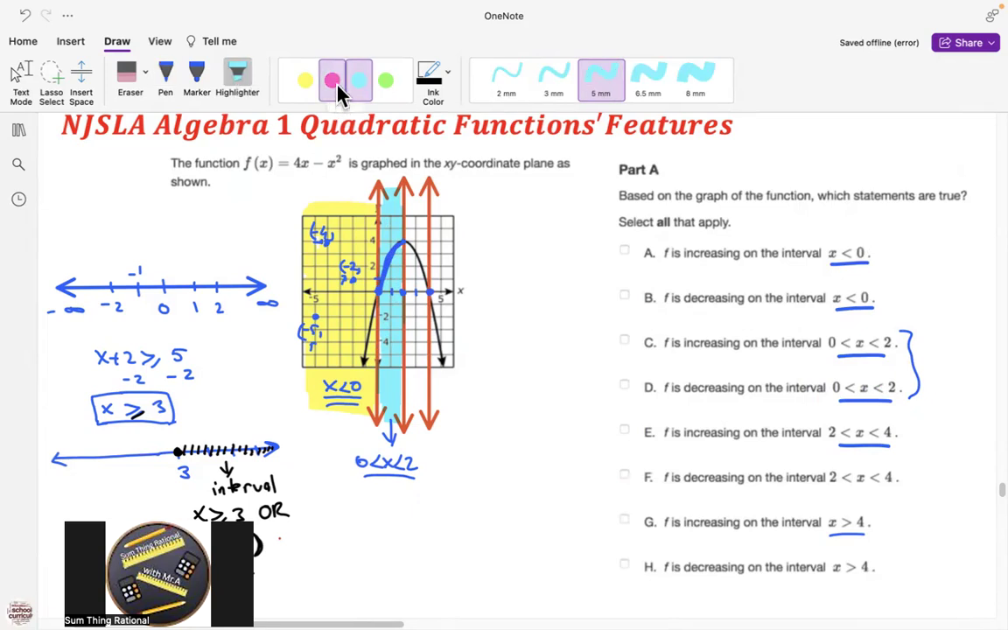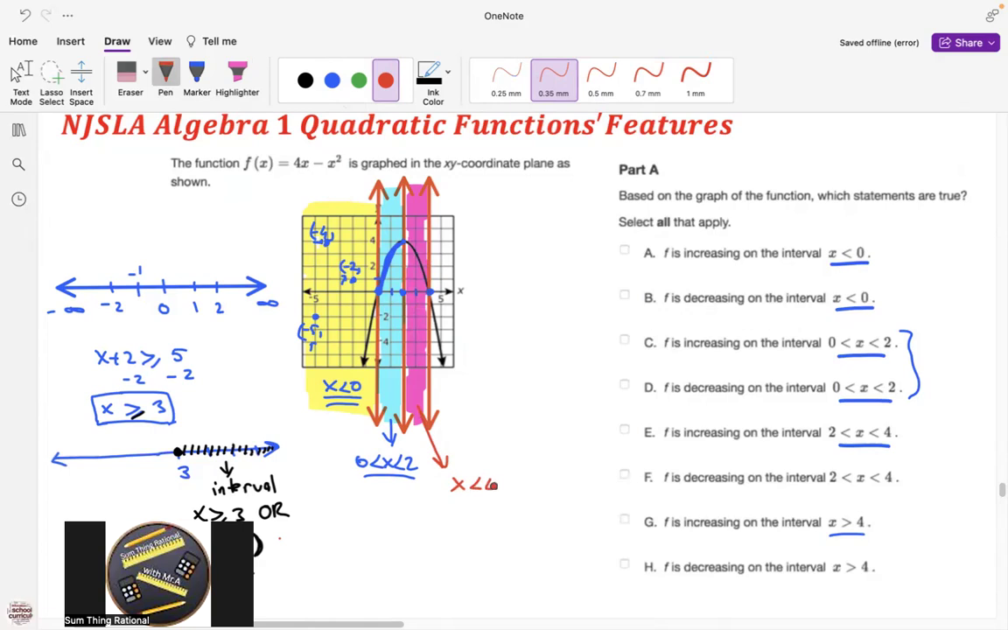Then let me use my highlighter again. Now I will use pink color. There is another interval here, between these two, again, vertical red lines. So this interval is when your x is less than 4 but bigger than 2. How do I understand that? Because this vertical line is the x equals 2 line. This vertical line is the x equals 4 line, okay? And this vertical line is the x equals 0 line, because they pass through 0, 2, and 4.